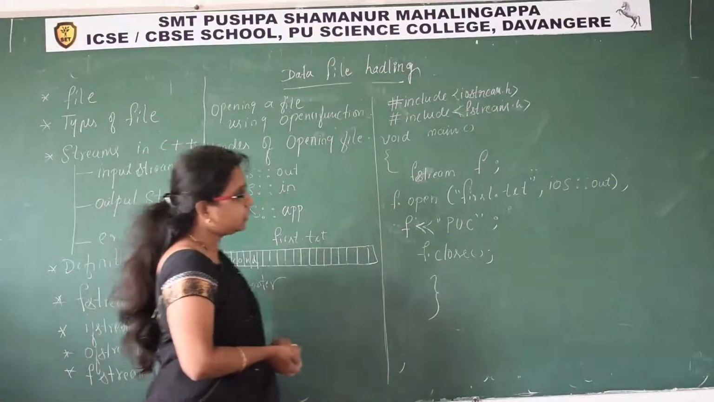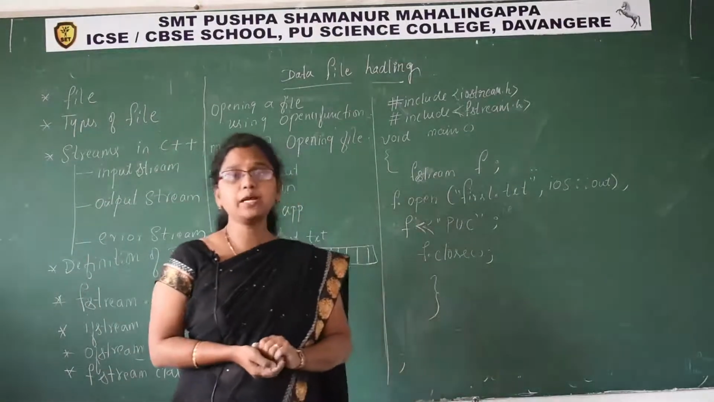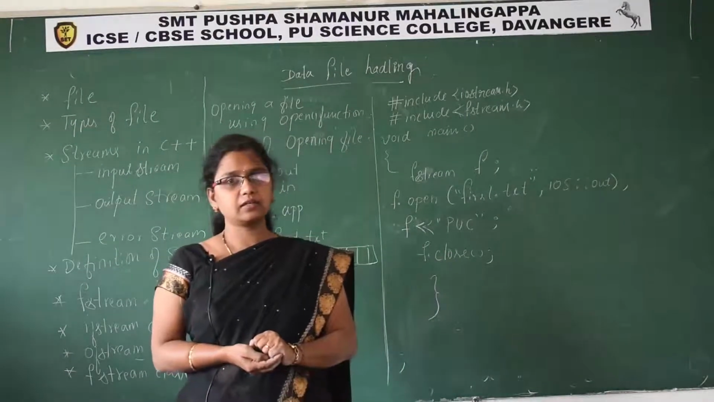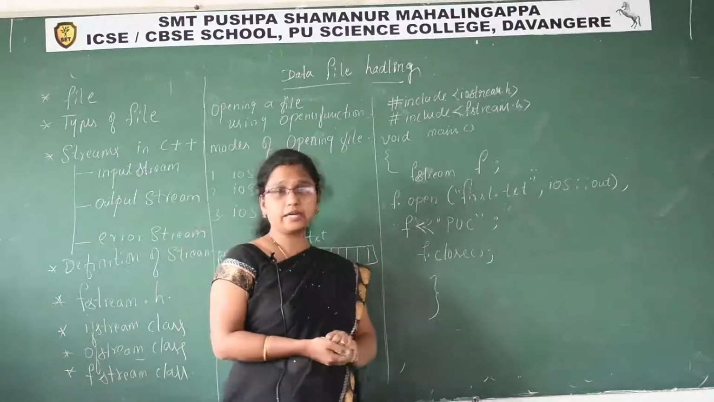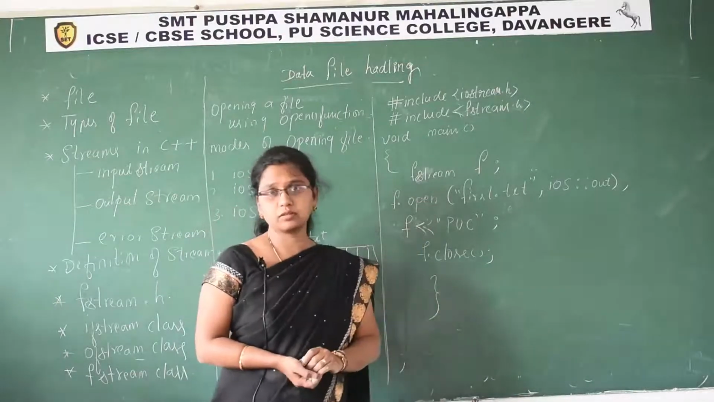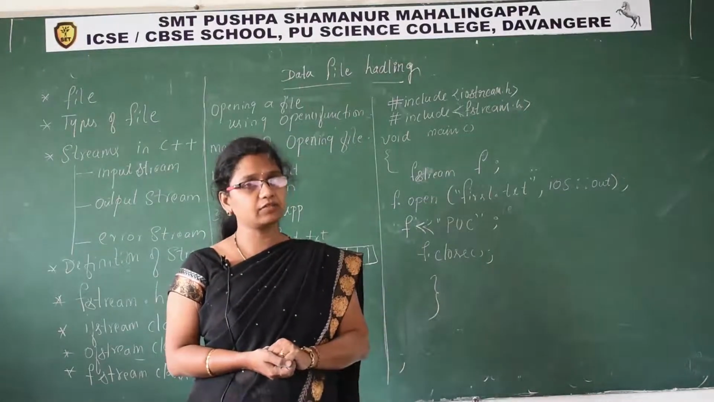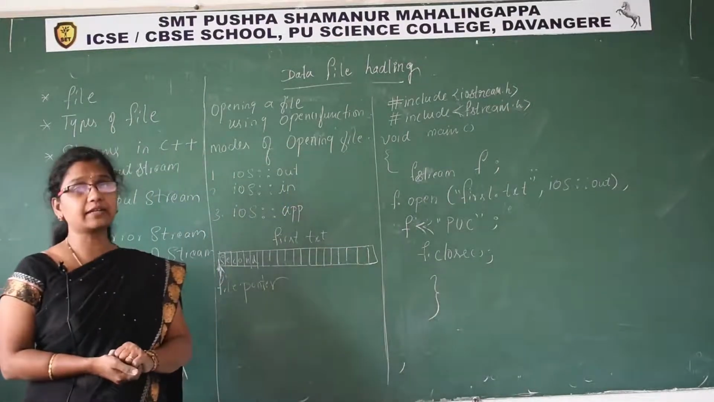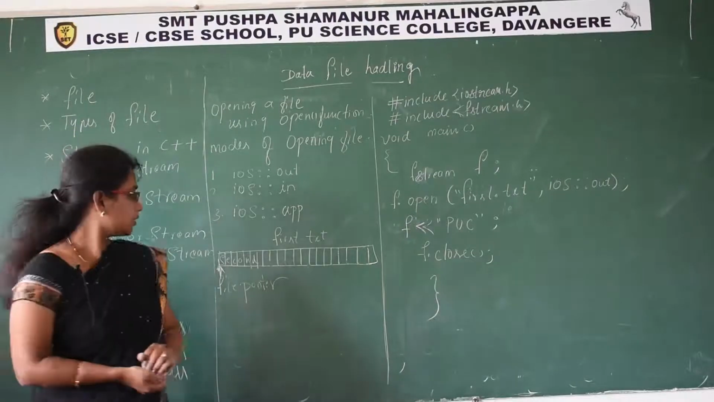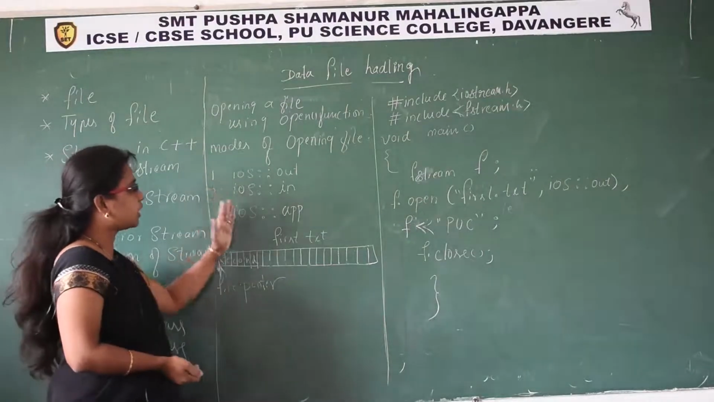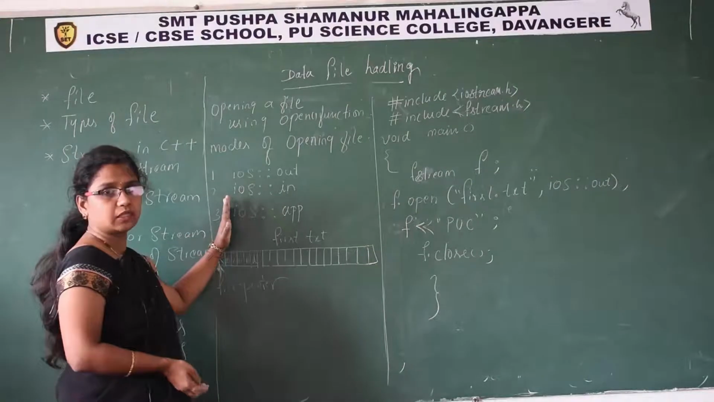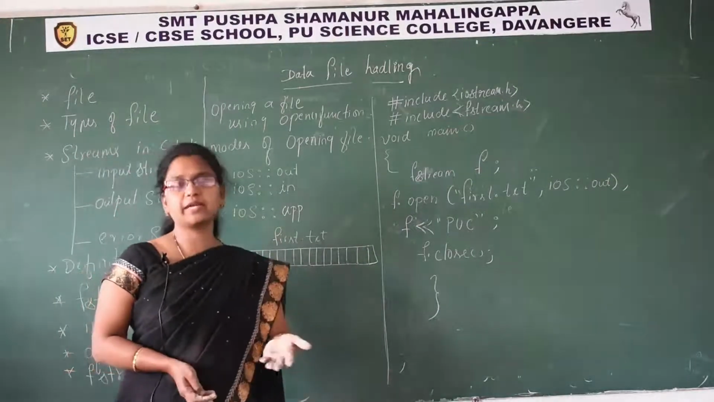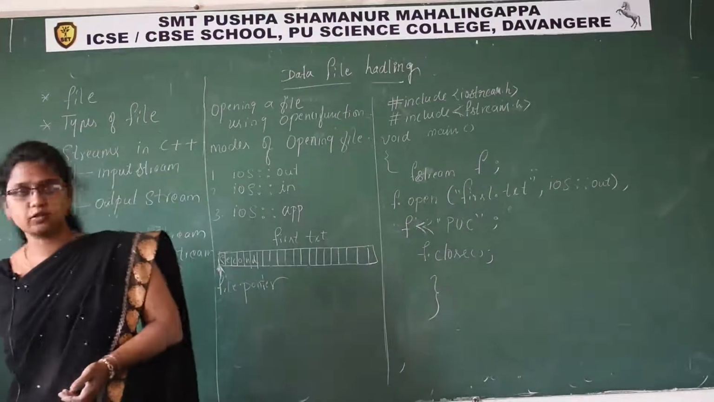So when you open a file in write mode, the file pointer is at the beginning of the file. When you open a file in read mode, the file pointer is at the beginning of the file. When you open a file in append mode, the file pointer is at the end of the file. Okay, so right now we discussed three modes. Now I want to delete the content of the file and I want to write again. A new thing I want to write into the file.